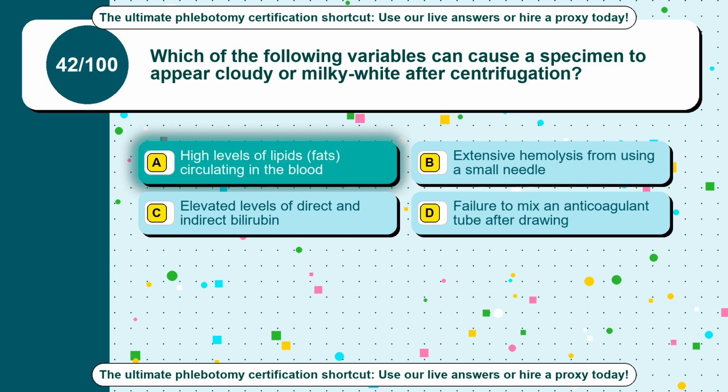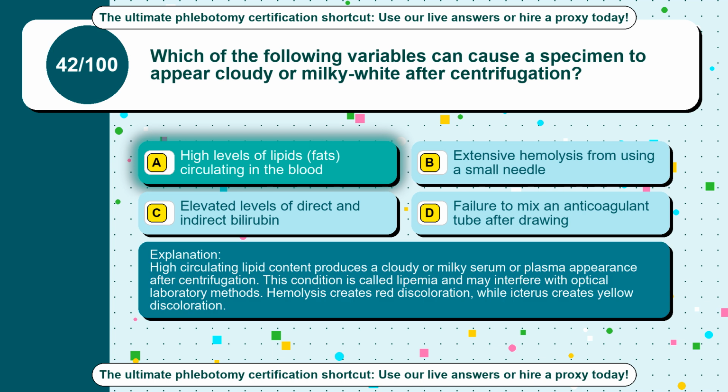The correct answer is option A, high levels of lipids, fats, circulating in the blood. High circulating lipid content produces a cloudy or milky serum or plasma appearance after centrifugation. This condition is called lipemia and may interfere with optical laboratory methods. Hemolysis creates red discoloration, while icterus creates yellow discoloration.